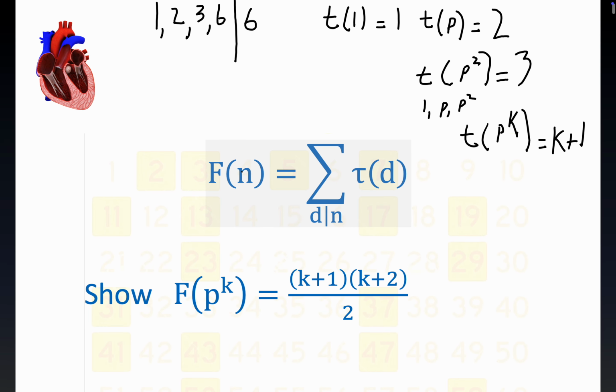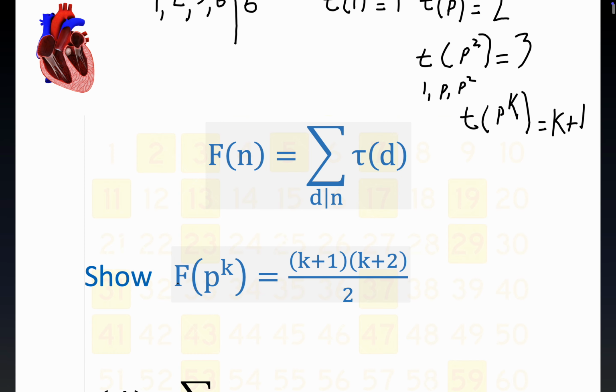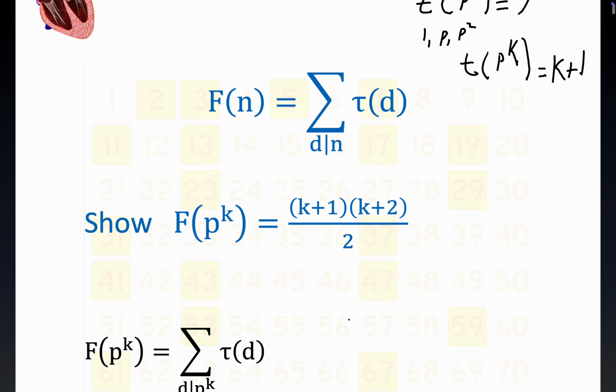Now again, we've defined this function of n that ranges through all the divisors of n, counts the divisors of each of those divisors, and then sums them up. That's what this means. So we want to show that this function, as we've defined it here, evaluated at p raised to the k, is k plus 1 times k plus 2, over 2, the quotient. So let's get busy.